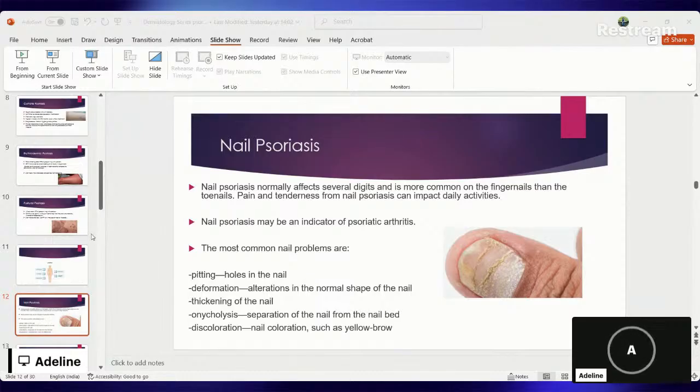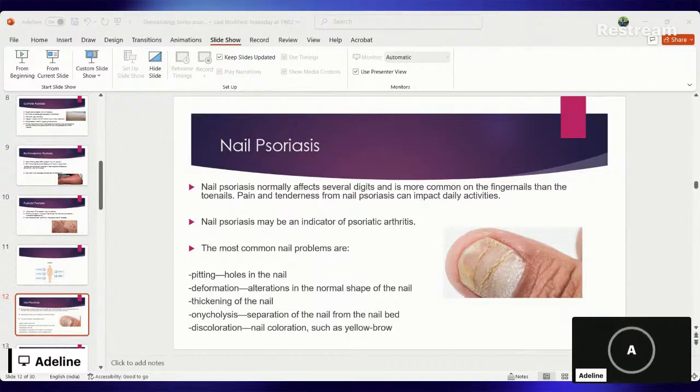So, like I was saying, the most common nail problems are pitting, which is holes in the nails, and deformation, that is, there are some alterations in the normal shape of the nail. And there could be thickening of the nail. Onycholysis means separation of the nail from the nail bed, and discoloration of the nail. It can become more yellowish in color, yellow-brown.